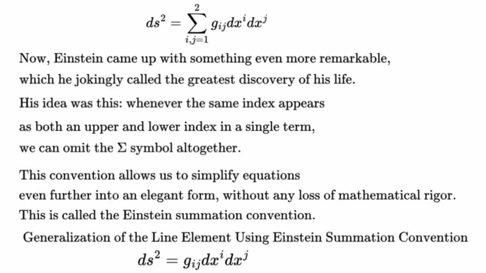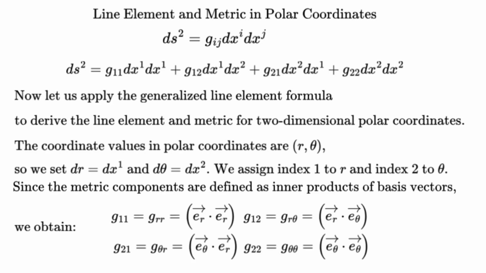Generalization of the line element using Einstein summation convention. Line element and metric in polar coordinates. Now let us apply the generalized line element formula to derive the line element and metric for two-dimensional polar coordinates. The coordinate values in polar coordinates are r and theta, so we set dr equals dx superscript 1 and d theta equals dx superscript 2. We assign index 1 to r and index 2 to theta.